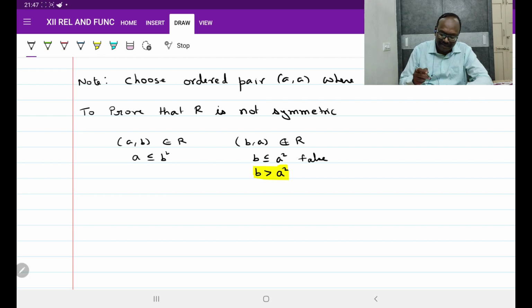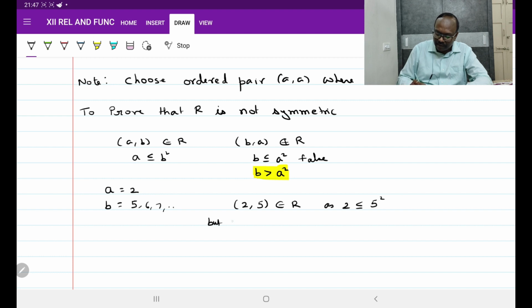So let's try to choose an example where b is greater than a square. Suppose we take a equal to, say, 2. Then b should be greater than a square, so b can be more than 2 square, that is 5 or 6 or 7 or anything. So we can observe that (2, 5) belongs to R, as 2 is less than or equal to 5 square is true.